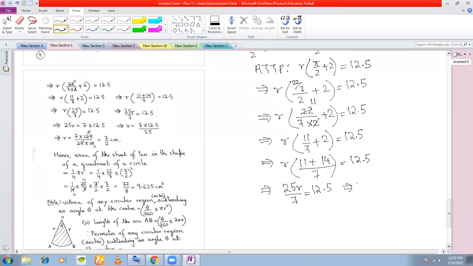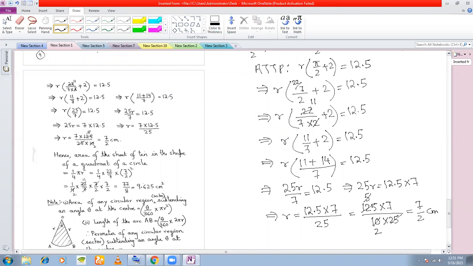Cross multiply now. 25 r is equal to 12.5 into 7. That means r is 12.5 into 7 divided by 25, which is equal to 125 into 7 divided by 10 into 25. If you shift the decimal one place to the right, you'll have to divide by 10. So now you can cancel here. You get 7 by 2. Keep it as a fraction because it is easy to work with a fraction. Okay. We're getting r is equal to 7 by 2.